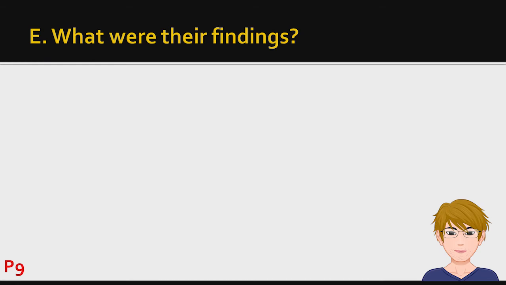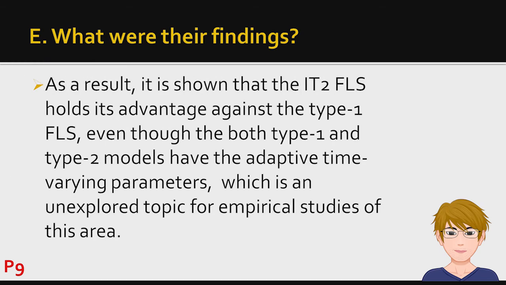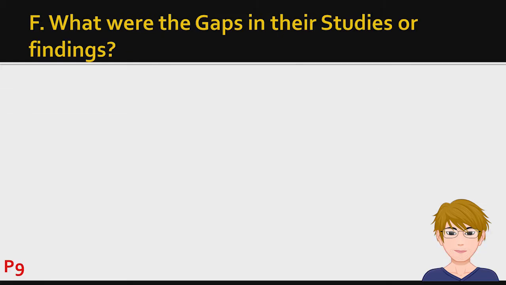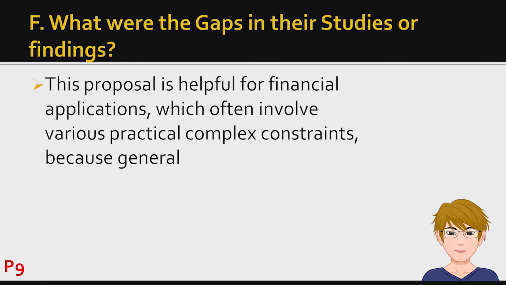So letter A, what were their findings? So as a result, it is shown that the IT2 FLS holds its advantage against the Type 1 FLS even though both Type 1 and Type 2 models have the adaptive time varying parameters, which is an unexplored topic for empirical studies of this area. So letter F, what were the gaps in their studies or findings? So this proposal is helpful for financial application which often involve the various practical complex constraints because general.